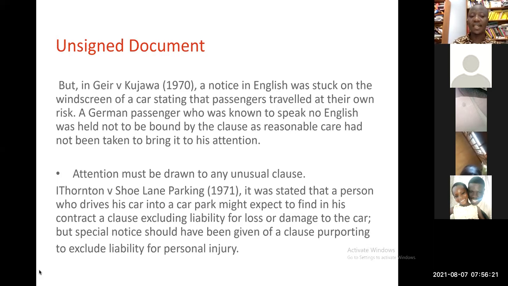But the other point to note is that the law requires, well, I mentioned the illiterate, and then there's this old case of Gia and Kuja. The notice was in English, but it was pasted on the windscreen of the car, saying that passengers travel at their own risk. And this particular passenger was a German who did not speak English at all. The court took the view that, having regard to the unique circumstances of this particular case, the German passenger was not bound by the clause because reasonable care had not been taken to bring it to his attention.